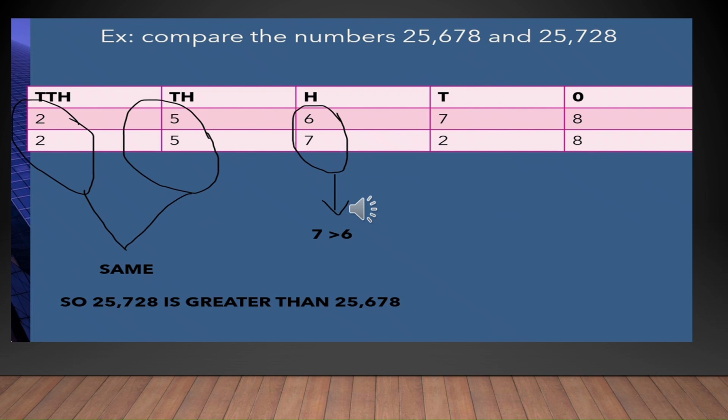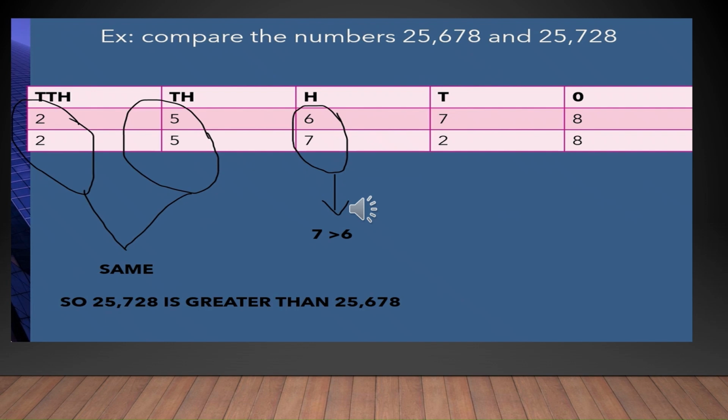So how are you going to compare the numbers? By looking at the face values. See, the first number is 25,678 and the next number is 25,728. Here both the numbers come from the extreme left. In 10,000's place, both the numbers contain the digit 2 and in thousands place it is 5. Both place values are same, so go to the next place value, that is 100. In one of the numbers it is 6 and in one of the numbers it is 7.